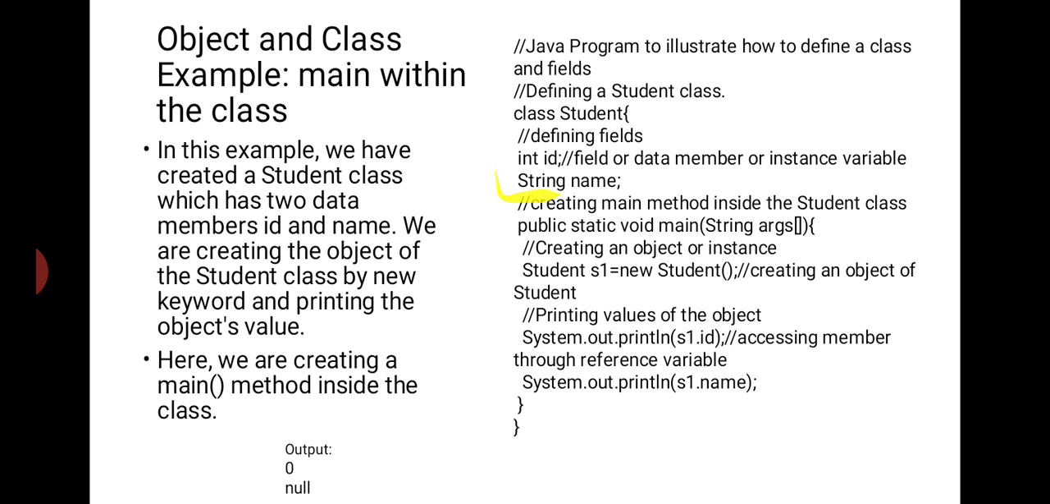Within the student class I have declared two variables, one of type integer, another of type string. Next is my main function. Here I have created the object s1 of my class student, and then I am printing the value of both the variables, object name dot id and object name dot name. So s1 is my object.